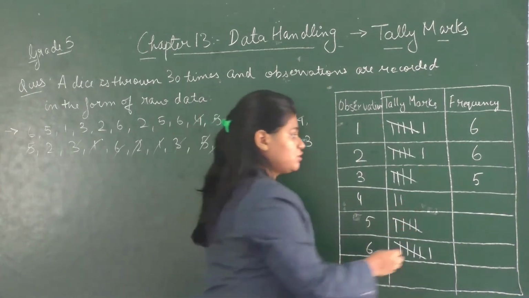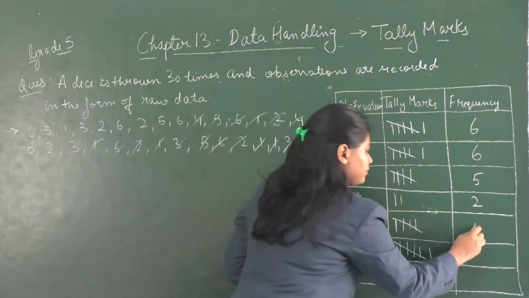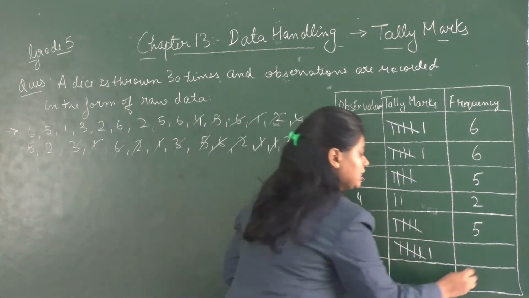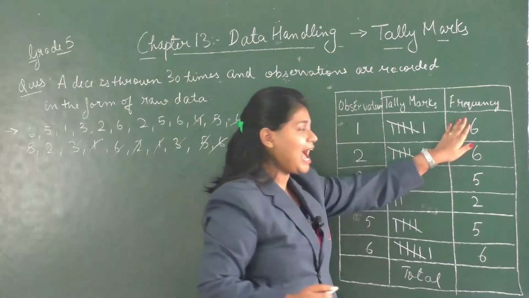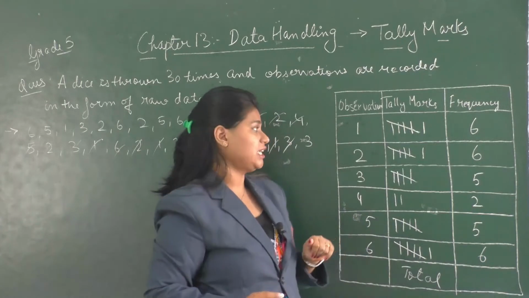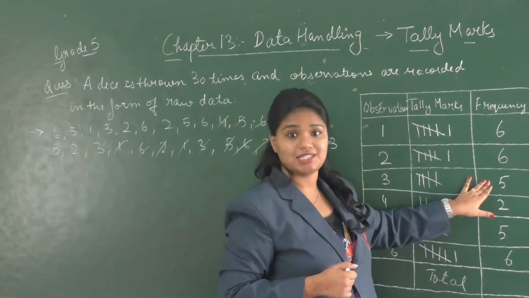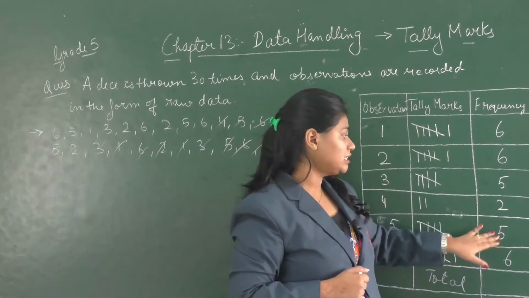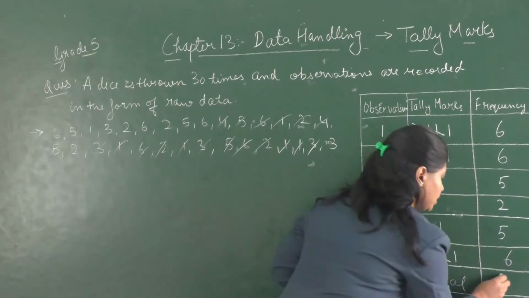For 4 it is 2. For 5 it is 5 and for 6 it is 5 plus 1, 6. Now here you will write total and you will add the number of frequency. So 6 plus 6 is 12, 12 plus 5 is 17, 17 plus 2 is 19, 19 plus 5 is 24 and 24 plus 6 is 30.